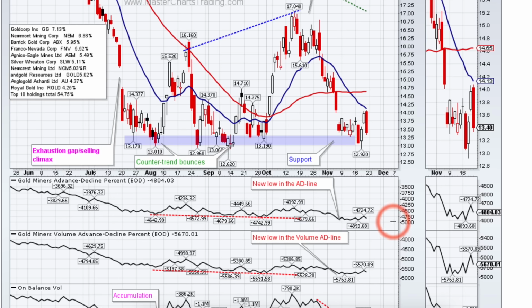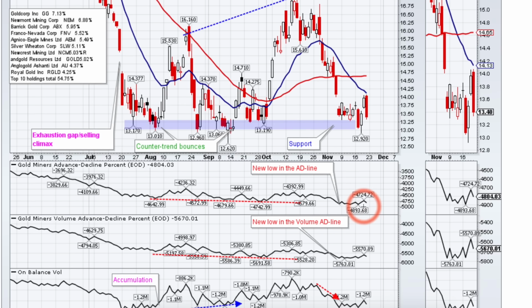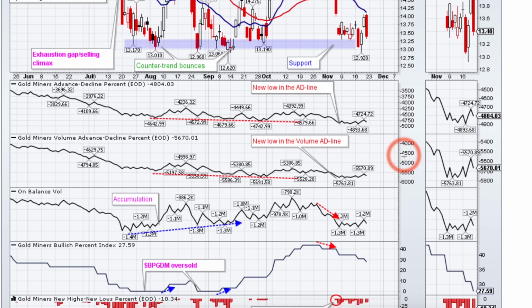As far as the market breadth, it's confirming. The advance-decline line and advance-decline volume lines are already hitting multi-year lows. Actually, I think these are all-time lows. So this could be a leading indicator, and then price eventually will follow as well.